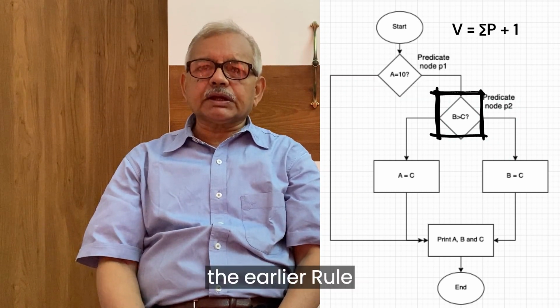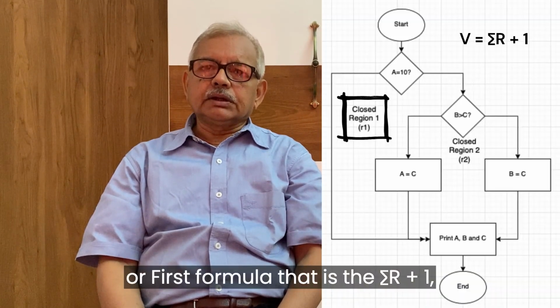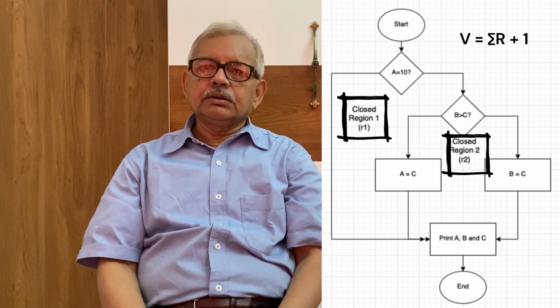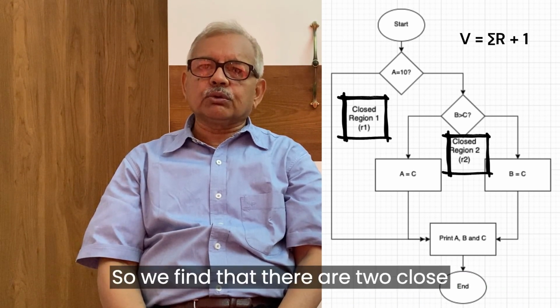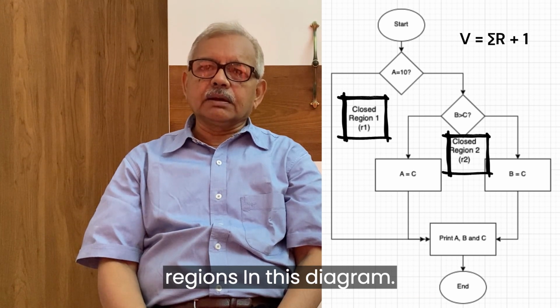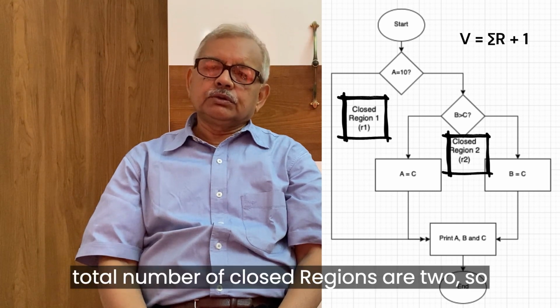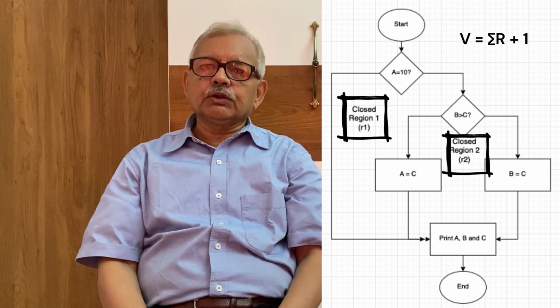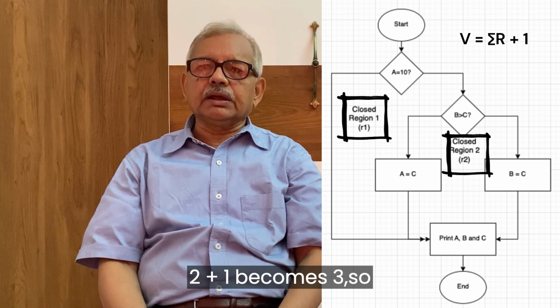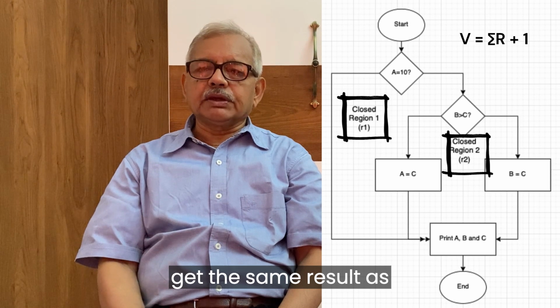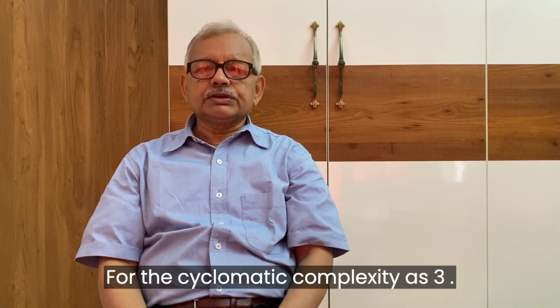If we apply the other formula, that is ΣR + 1, we find that there are two closed regions in this diagram. So ΣR + 1 becomes, total number of closed regions are 2, so 2 + 1 becomes 3. So using this formula, again we get the same result for the cyclomatic complexity as 3.